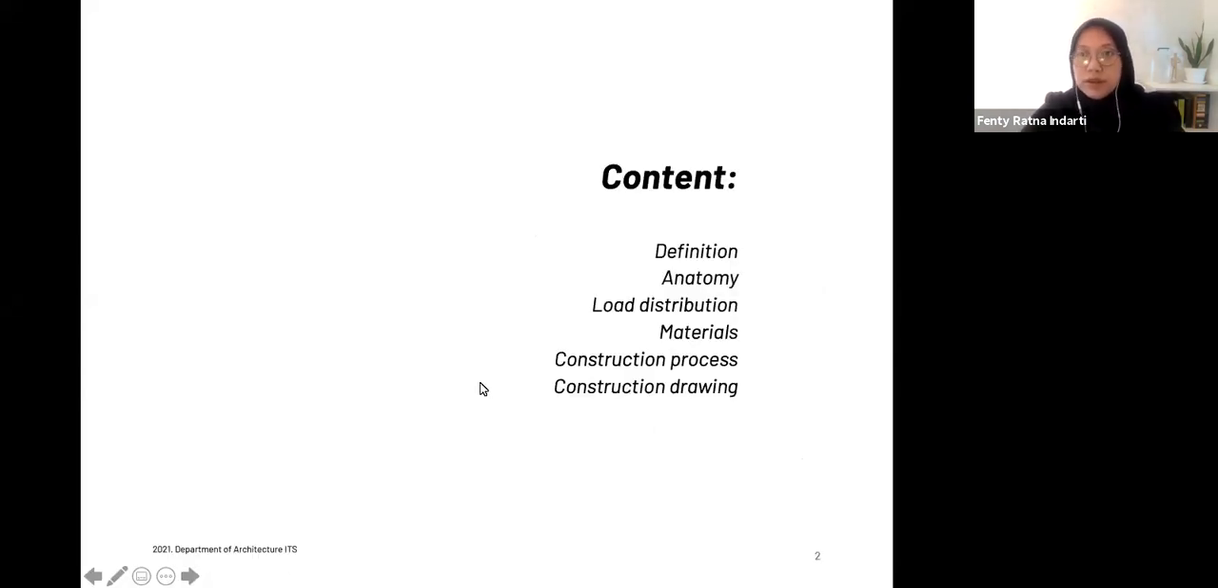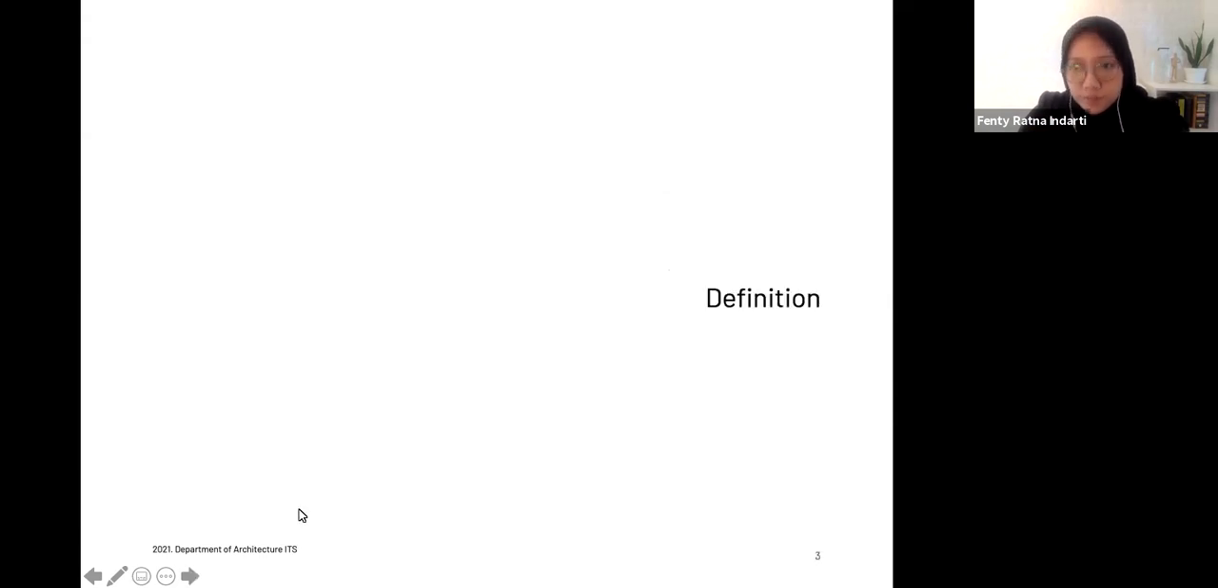So today we will discuss 6 subtopics. First is the definition. Even though you know the meaning of wall, I would like to give a broad scope of what we are going to talk about here. Then the anatomy of walls and partitions, then the load distribution as well as materials available in our practice, followed by the construction process as well as construction drawing. For the first, we are going to discuss the definition.